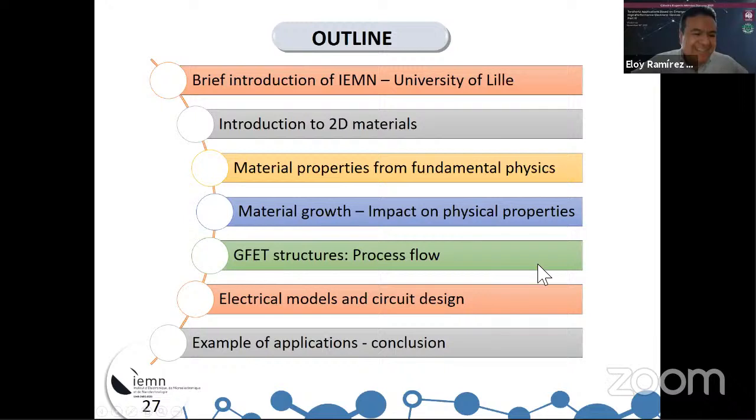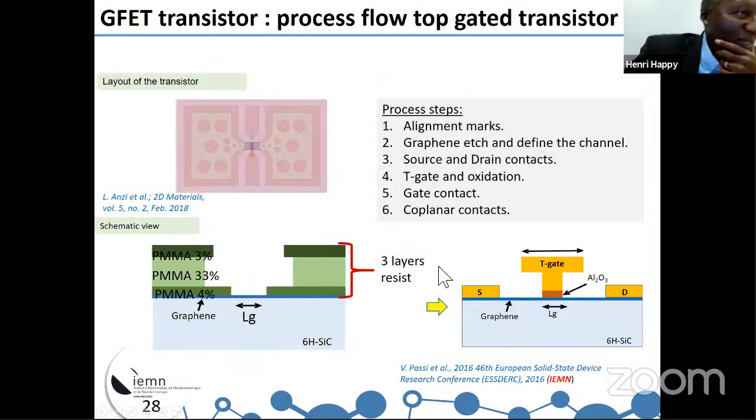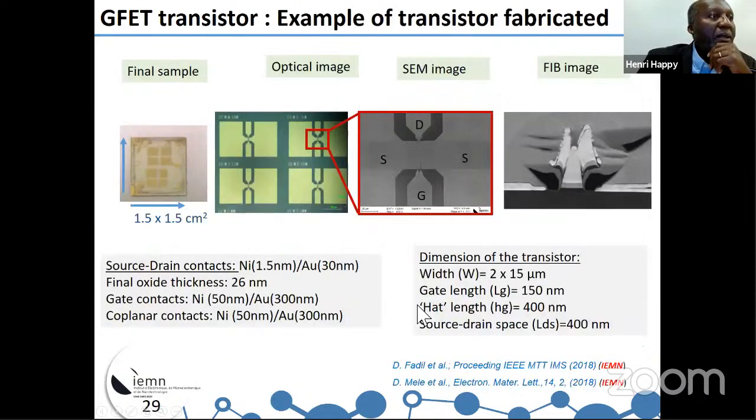I will try to go faster on the device properties. Sorry. I will just mention here that when we consider a graphene transistor, we can make a transistor with the typical structure of a T-gate transistor like this, for example. This is an example of a transistor fabricated on silicon carbide material, and this is the structure of the transistor and the structure of the T-gate.